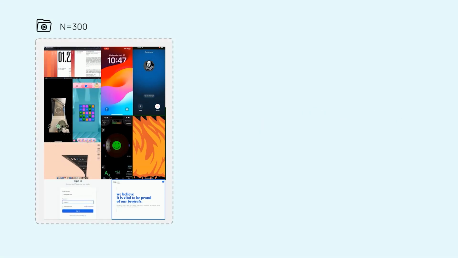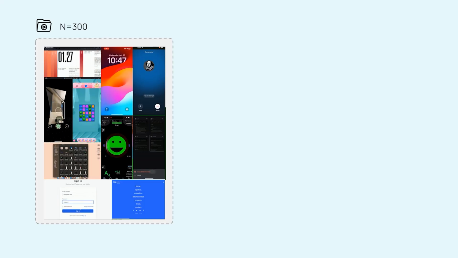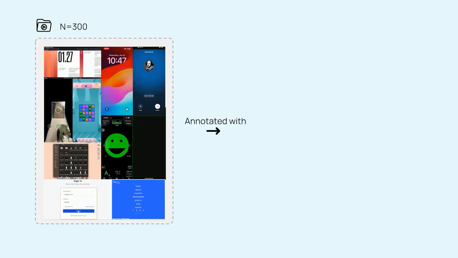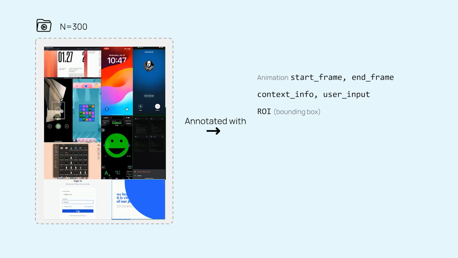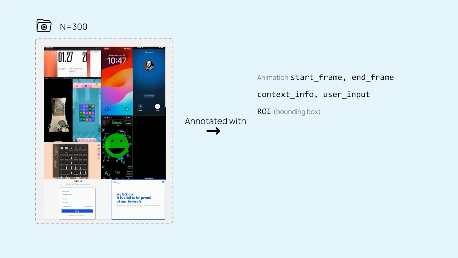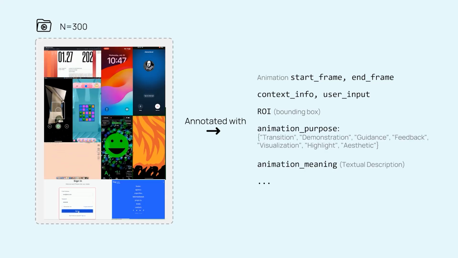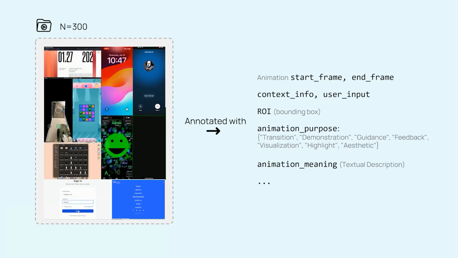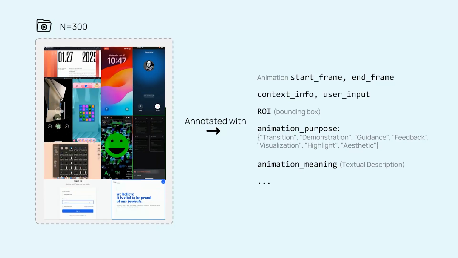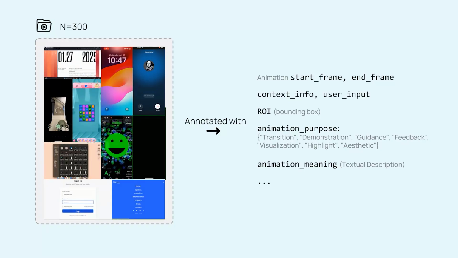To test this, we built a new dataset of 300 UI animations collected from a wide range of real-world applications. Each animation was carefully annotated with time range, context, and the region of interest. We then had both UI experts categorize the animation purpose and average users describe animation meaning, giving us a rich ground truth to compare against.